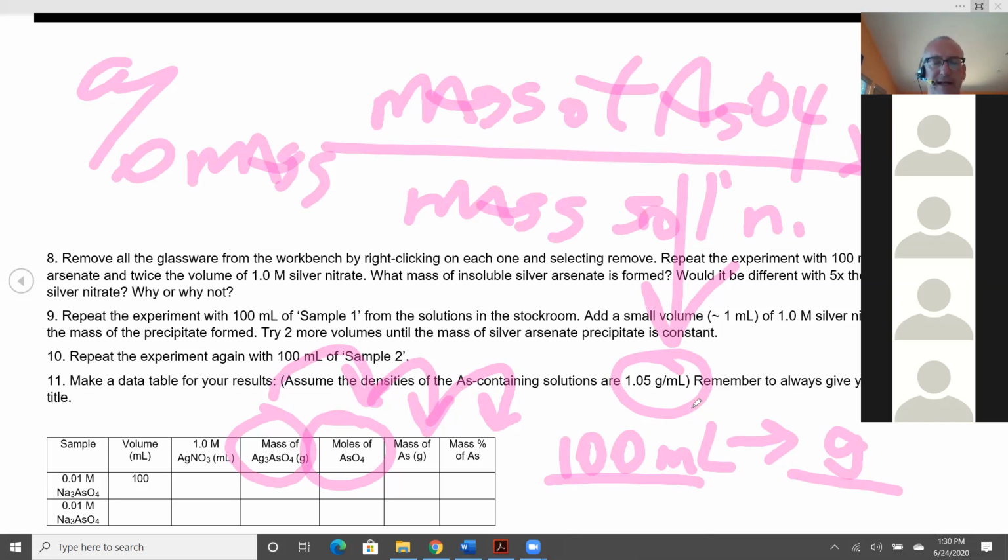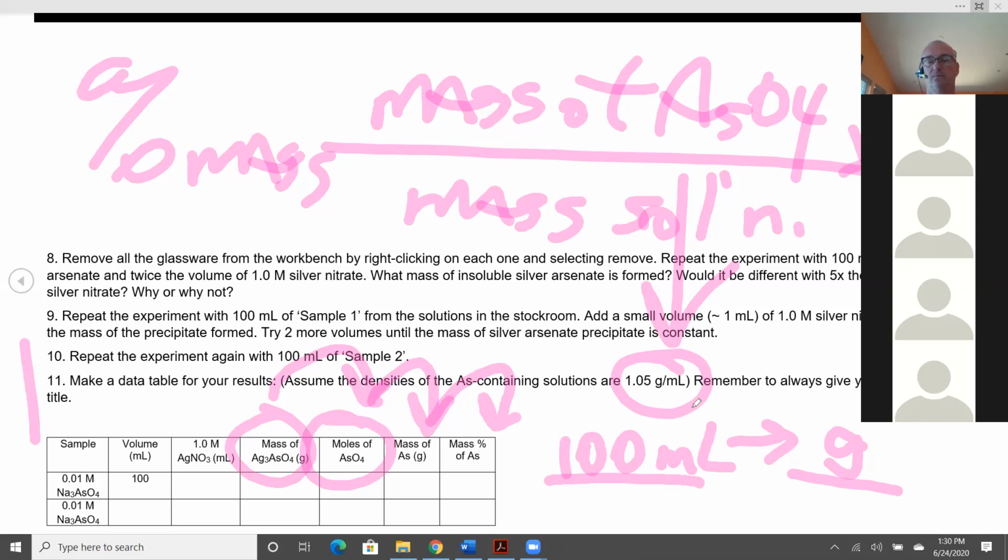Yeah, so it's in the instructions. For the data table, it shows 2 sample ones and 2 sample twos. So are we supposed to do it twice? You can do it as many times as you like. Yeah, you should do it at least twice. You want to do it at least twice and make sure you get the same answer both times. You should get the same mass of sample each time.